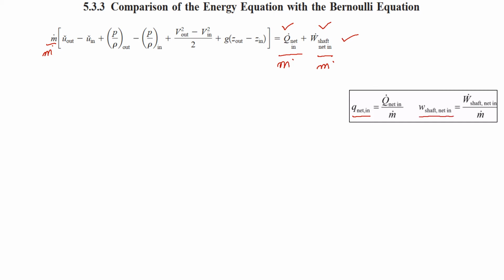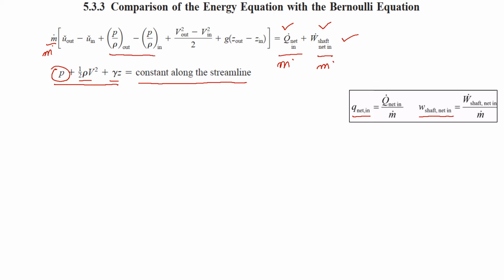to the shaft. Now what will happen to the left hand side if we write a Bernoulli equation for it? As you remember, this is the Bernoulli equation that we derived along the streamline. That is the pressure term, that is the kinetic energy, that is the potential energy. You can see these terms in the energy equation as well. This is the pressure term, this is the velocity term, and this is the term for the potential energy.